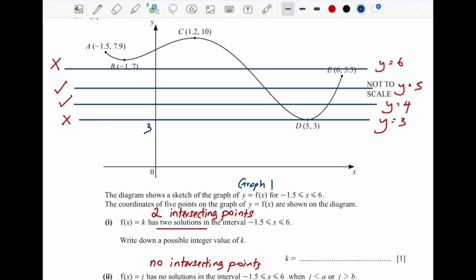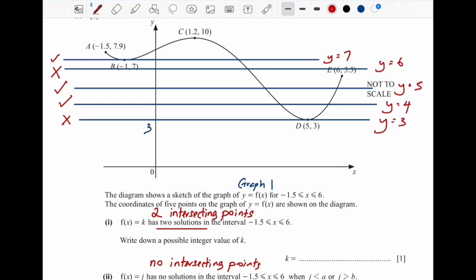The next one is y equals 7. It should be here, passing through the point. Being accepted or rejected? 1, 2, accepted. y equals 7, accepted.